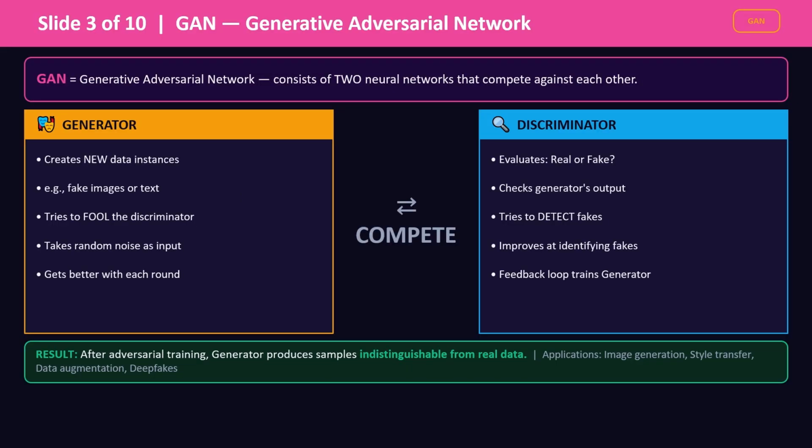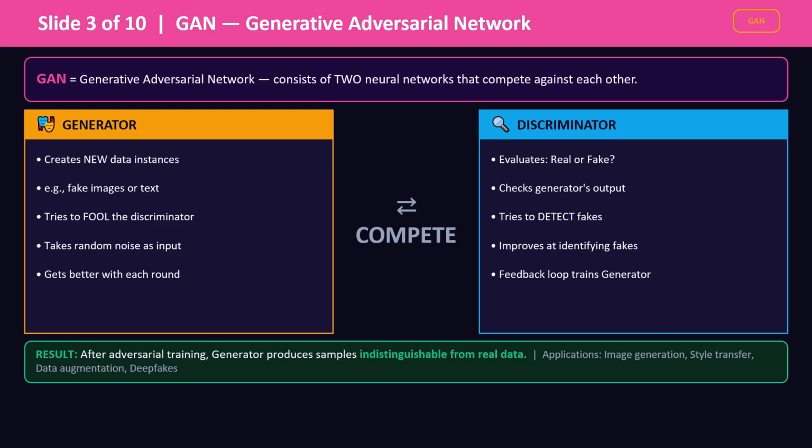Now let's talk about GANs, Generative Adversarial Networks. This is a very important topic for your boards. A GAN consists of 2 neural networks that compete against each other. Think of it like this. Imagine a currency forger and a detective playing a game. The generator is like the forger. It creates fake data like fake images. It tries to fool the discriminator. It starts with random noise and tries to generate realistic looking images.